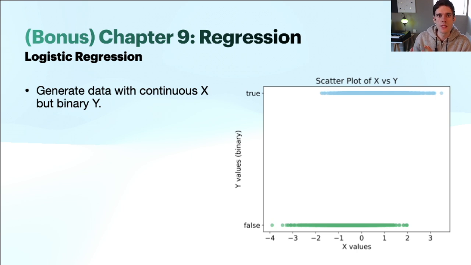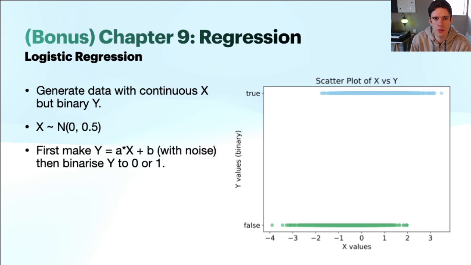In this case, we need to generate a continuous X dataset and a corresponding binary Y dataset. So how do we do this? First of all, we generate X as being a continuous variable distributed according to a normal distribution. The mean will be 0 and the standard deviation will be 0.5. And thus we already have our continuous variable. But how do we now make a corresponding binary dataset that is nonetheless correlated with this X? Well, we can do so in the following way.